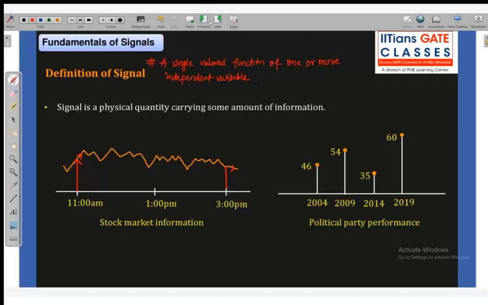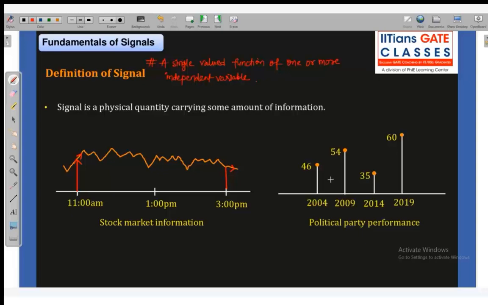Human speech is also an example of signal. Current, voltage are also examples of signal. A signal can be a function of one or more independent variables, which we have written. A signal can be dependent upon one independent variable, and it can also depend upon two independent variables. If it depends upon one independent variable, then it is called one dimensional, and if it depends upon two variables, then it is called two dimensional.